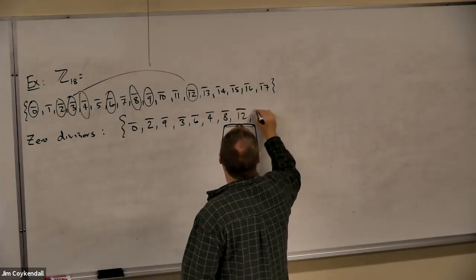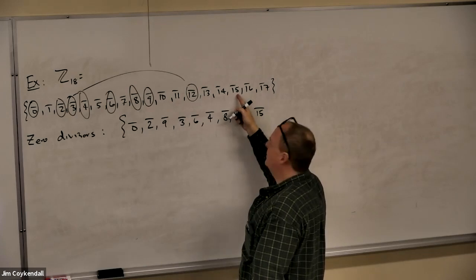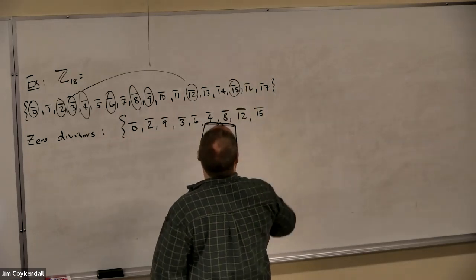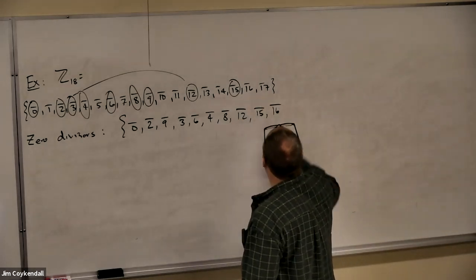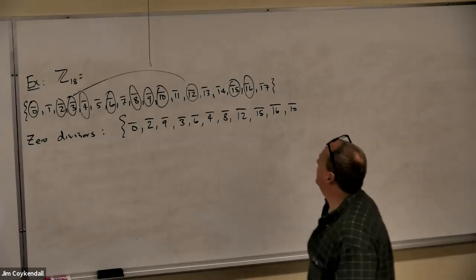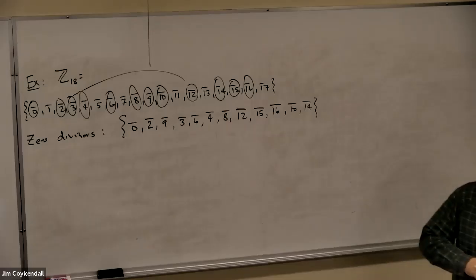What else do you say? 15? That should work, because 15 times, let's see, I've got a 3, I need another 3 and a 2, I need a 6. 15 times 6 is 90, that should work. Right. Anything else? Ooh, 16. If 8 works, 16 should work. 10 works. Okay, 10 has a 2, so all I need is a multiple of 9. 10 times 9 is 90, that works. What else? Anything else? All right, 14. These are all the zero divisors.